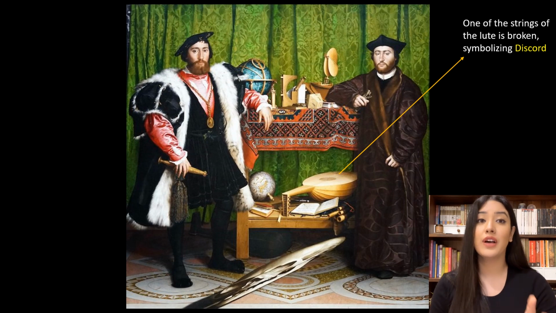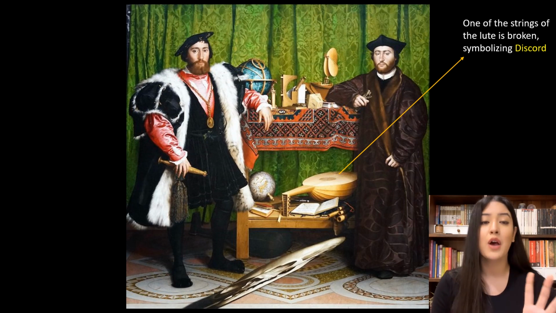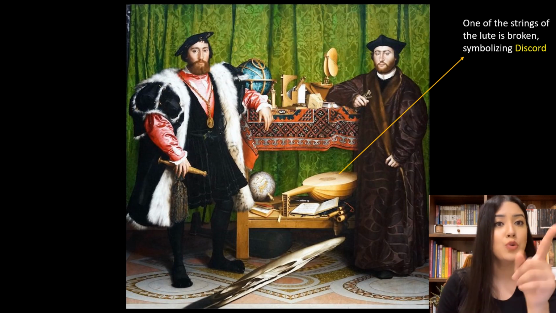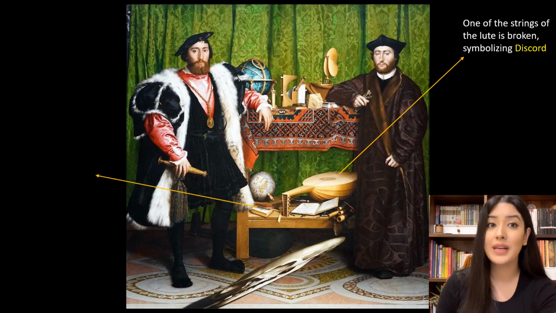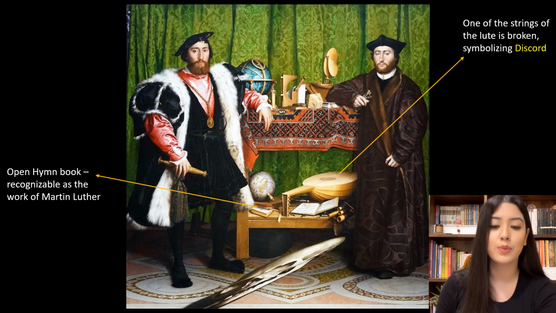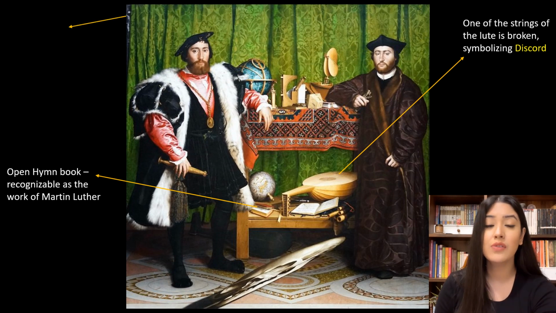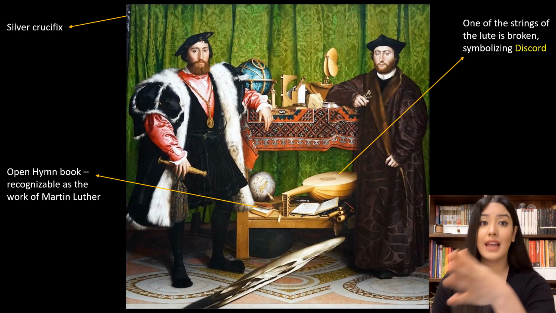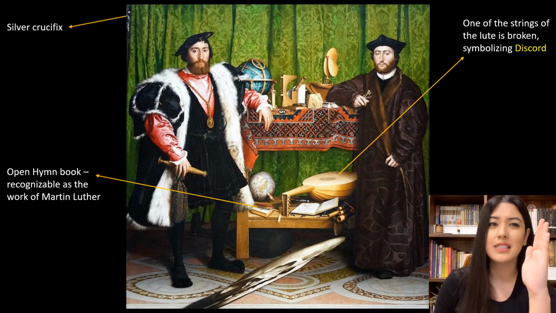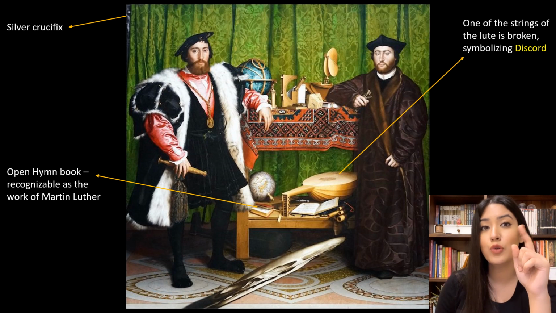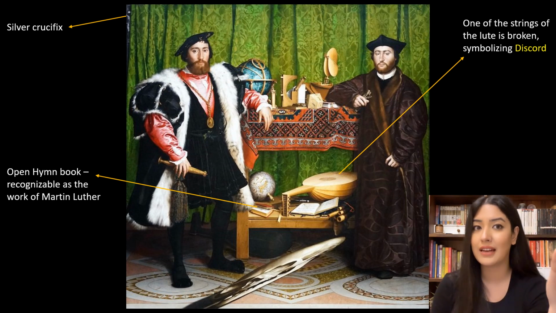So this is further intensified. This idea, this discord, okay, between the two groups was further intensified via two other images. One is an open hymn book, recognizable as the work of Martin Luther, okay? And the other is the silver crucifix. If you see on our left, there's this curtain which is parted slightly at the top, and there's a silver crucifix behind it, just peeping behind it, okay?